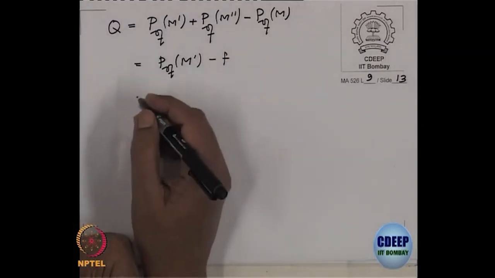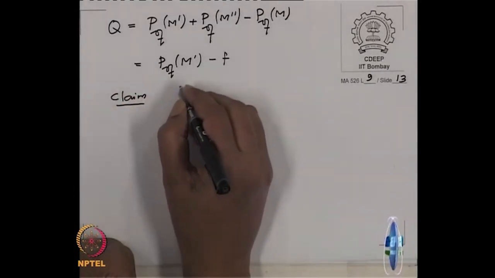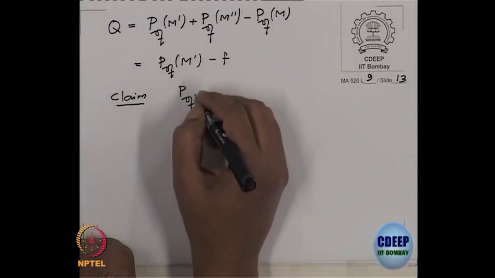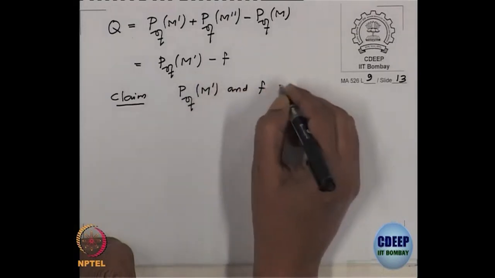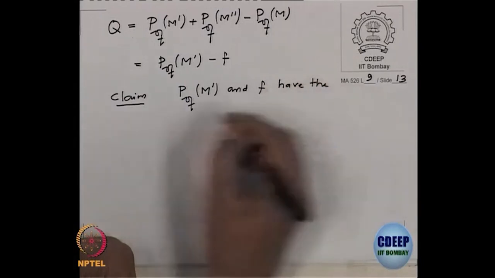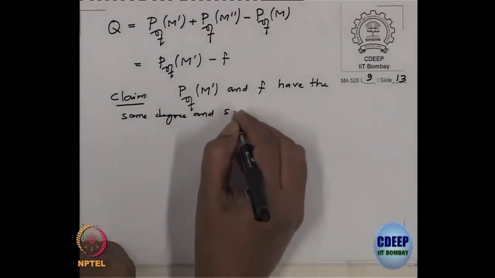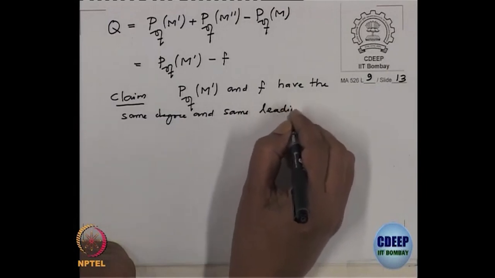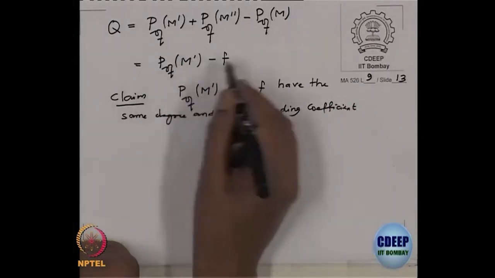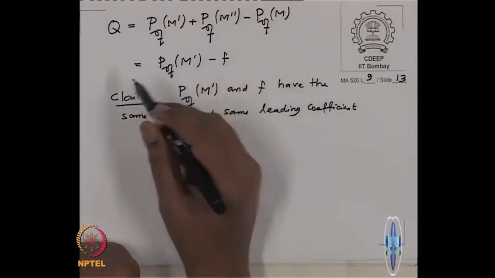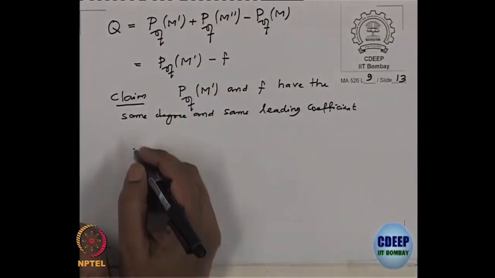And so we need to prove now that, so the claim is P_Q M prime and F have the same degree and same leading coefficients. Because if you prove they have the same degree and same leading coefficient, the degree will get cancelled and then the degree will drop. So, once you prove the claim, the assertion will follow. So, enough to prove the claim.